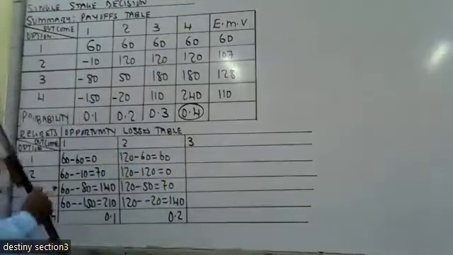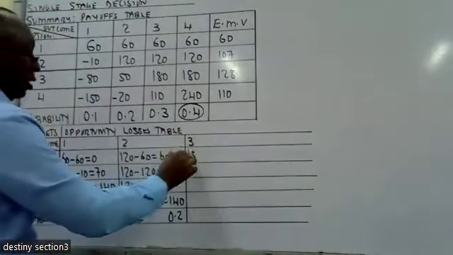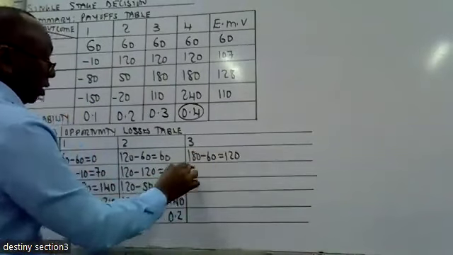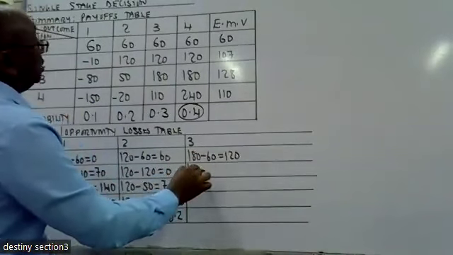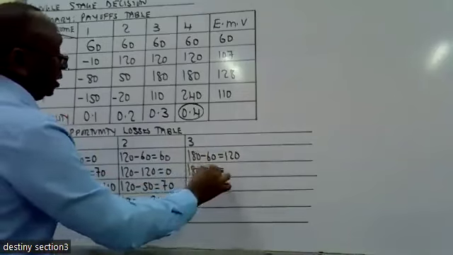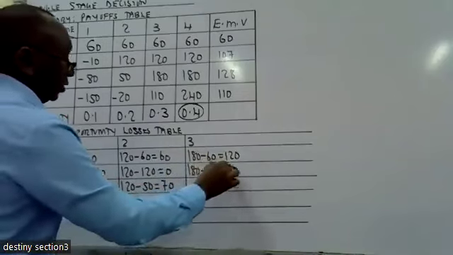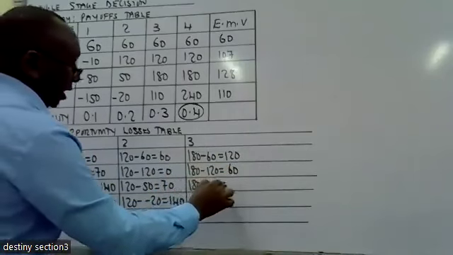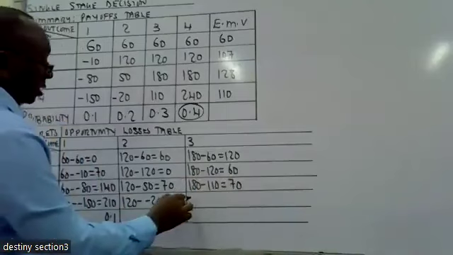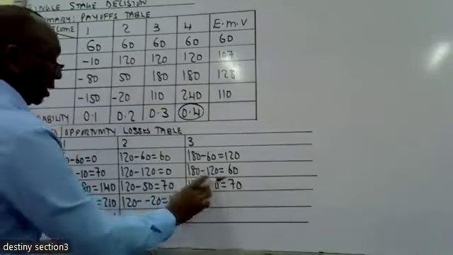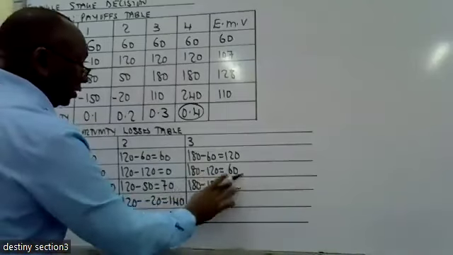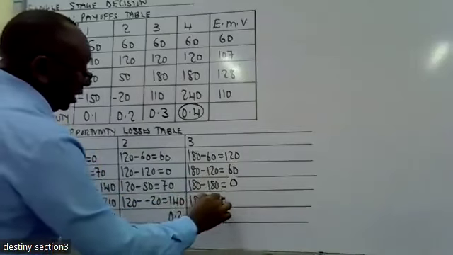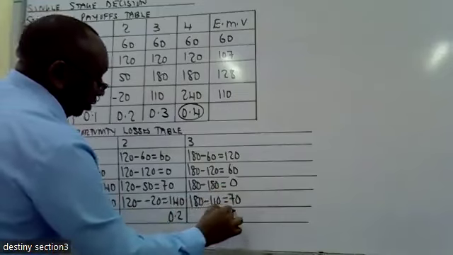So we go to number 3, the highest is 180. So 180 minus 60, that is 120. 180 minus 120, that is 60. 180 minus 110, that is 70. Oh, this is 180. So that I get a 0. Then 180 minus 110, that is 70, with a probability of 0.3.